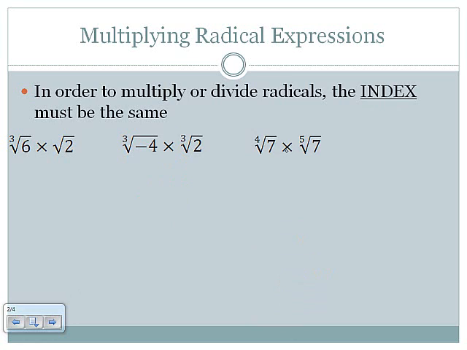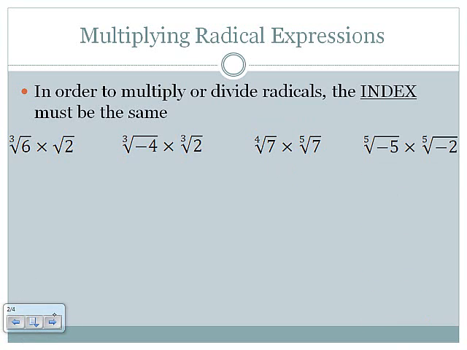Let's take a look at this one. Once again, the indexes on this are 4 and 5. Because the indexes are not the same, this one is not possible.